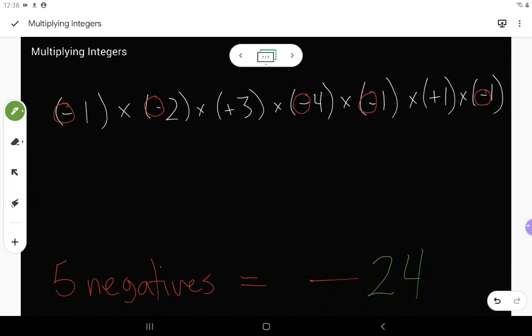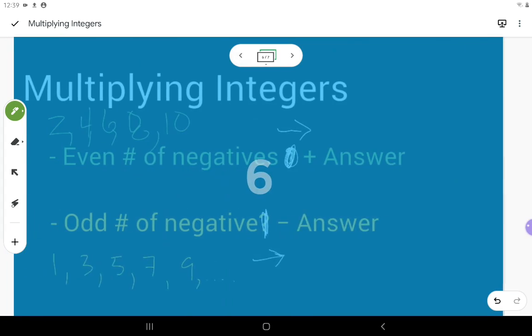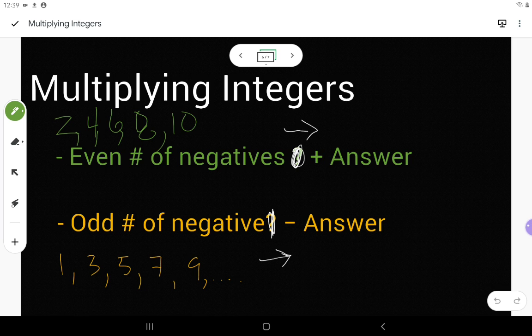So don't mess around with the signs in your calculator. It is harder to do that than it simply is to count how many negatives you have. So remember, an even number of negatives gives you a positive answer. An odd number of negatives gives you a negative answer. And there you go. That's multiplying integers.